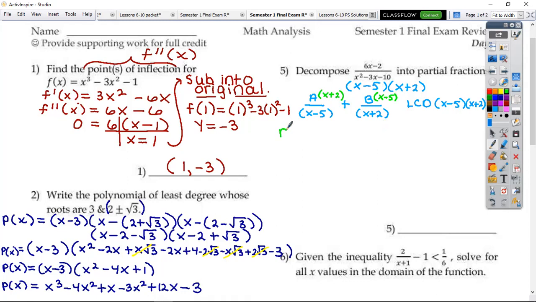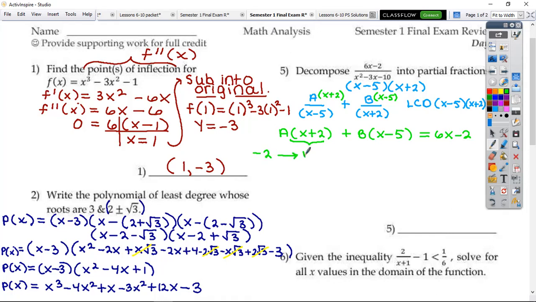So I'm going to go A multiply by the x plus 2 plus B multiplied by the x minus 5, and I'm going to set it equal to my numerator, which is 6x minus 2. Remember that there's really no need to actually factor that numerator because you're just going to work with it anyways. The next thing you do is you substitute values for x that produce zeros, but you have to do them one at a time. So what value of x would produce a 0 right here? -2, good. I'm going to sub in -2.